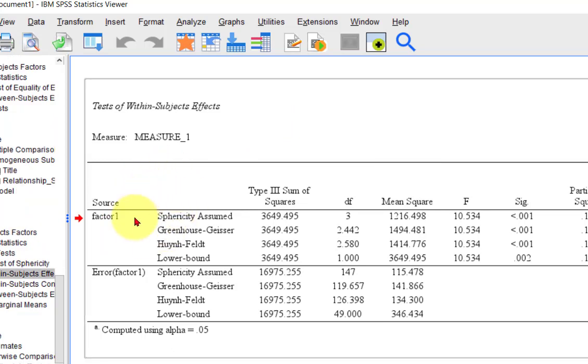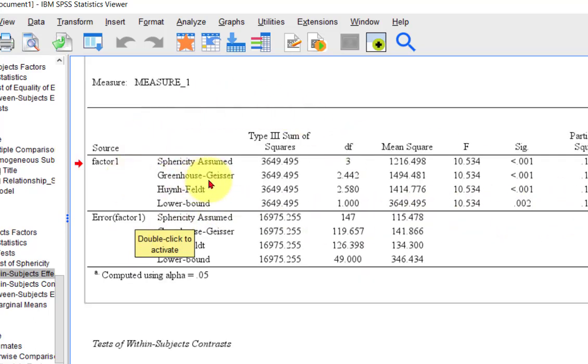Now, if the sphericity wasn't violated, we would use this top row. But since it was, we're going to use one of these other rows. I always tend to pick the Huynh-Feldt. So we would use these numbers on the Huynh-Feldt row to write it up if you're going to write it up. But you'll notice the F scores are all the same, and the sig values are pretty much the same. Everything's the same. Eta squared is the same, etc., etc.